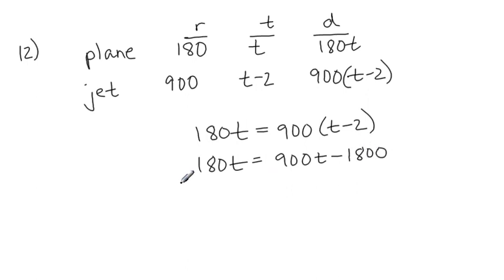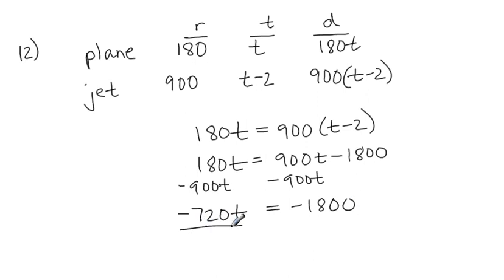If I subtract 900t from both sides, that would give me negative 720t would be equal to negative 1800. And then divide both sides by negative 720. So t is going to be equal to a positive 2.5.